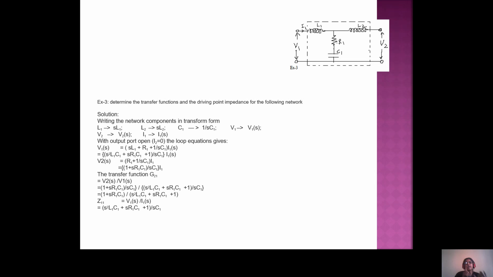So they ask for the driving point impedance and transfer impedance. Driving point impedance means you have to find Z11 is equal to V1 by I1. Transfer impedance means you have to find Z12 is equal to V1 by I2. For that purpose you have to put I2 equal to 0 and find it out.